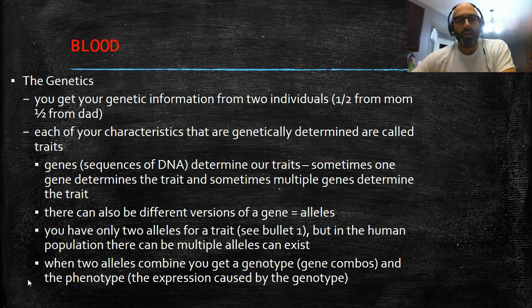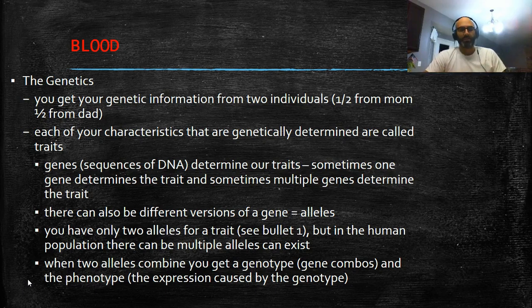Something you also need to understand is that you as an individual, for any given trait, only have 2 alleles. That's simply because you receive one from mom, one from dad, come together, you get 2. So there can be different combinations of alleles, and those different combinations of alleles that come together are called a genotype. That is the gene combinations.